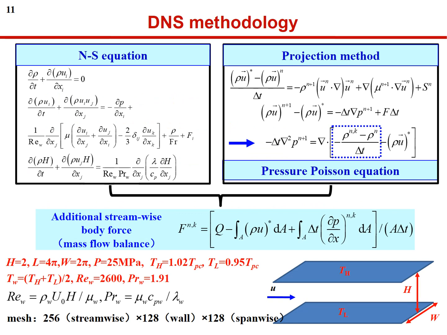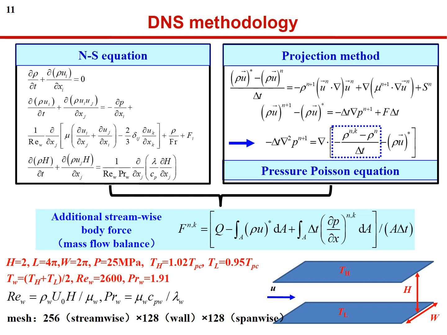We first introduce the DNS methodology. The calculation case is a supercritical water channel flow. The upper plate temperature is above the pseudo-critical temperature, while the bottom plate temperature is below. We conducted this simulation based on the projection method under low Mach number condition.